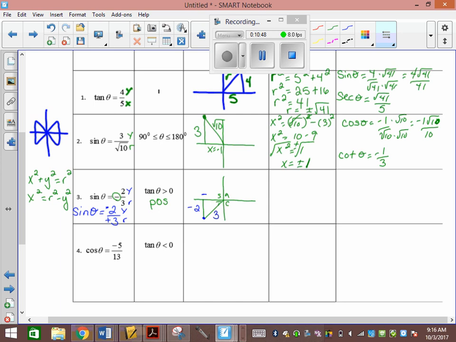So we're solving for x again. x squared equals r squared, 3 squared, minus y squared, negative 2 squared. x squared equals 9 minus 4. x squared equals 5. Square root. When you take the square root, you take the positive and negative. So x equals plus or minus root 5. And in this case, minus.